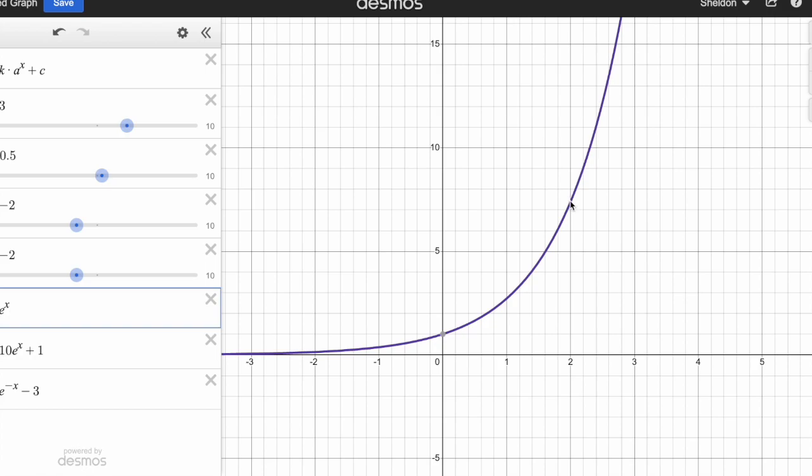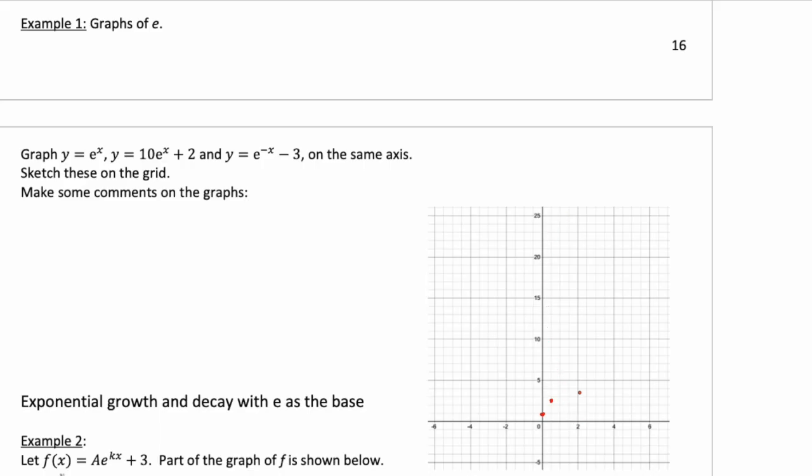2 looks like it goes up to 7.5-ish. Okay, that should have been right there. So it looks like that. Basically, it's got a horizontal asymptote, just like all exponential functions. Let me label that. That's y equals e to the x.